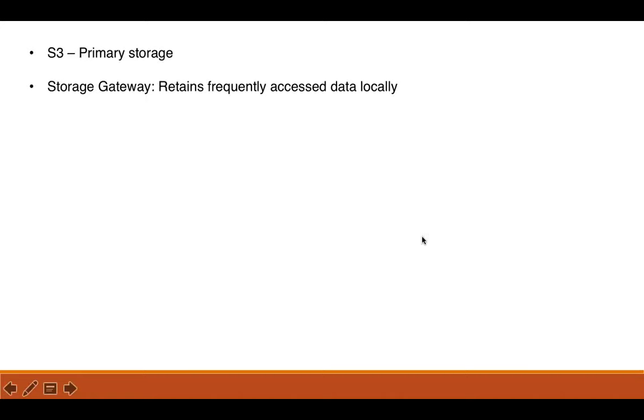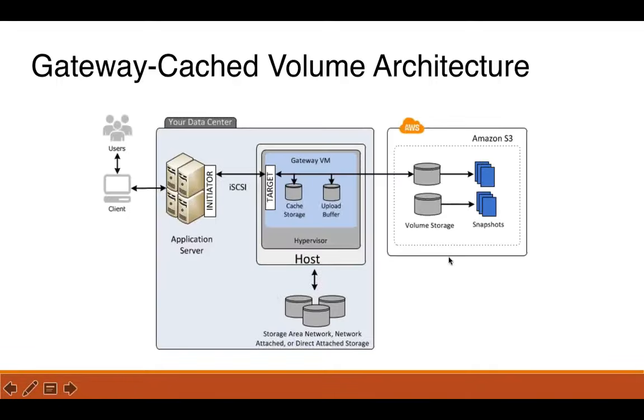I guess we have a question right now. Sandeep is asking, what if the data is not in cache? Sandeep, any data that is being read, written, or accessed frequently will be put in the cache. If the data is not in the cache storage, then the application server will access these volume storages in S3 to look for the data.